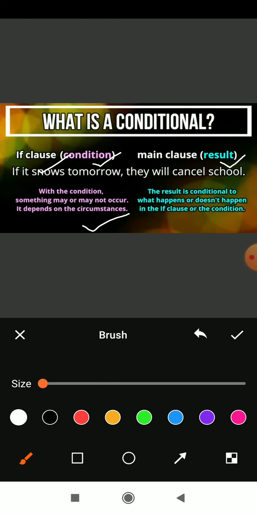Let's read about the result. The result is conditional to what happens or doesn't happen in the if clause, or the condition. So the result will be based on the condition that the if clause states, and the result follows from that if clause. This is all about the introductory part of a conditional clause, the if clause and the main clause, with this example.